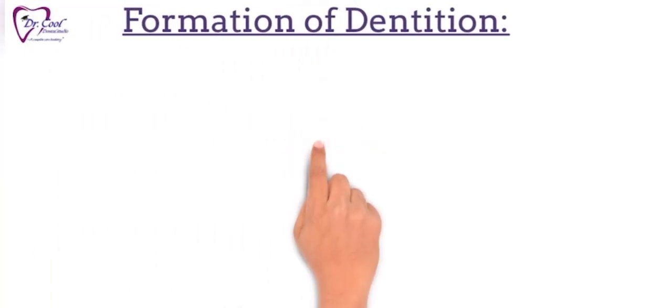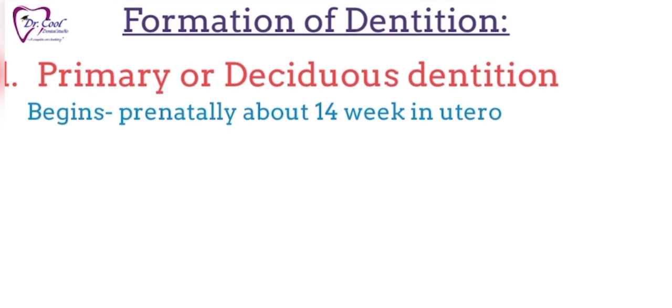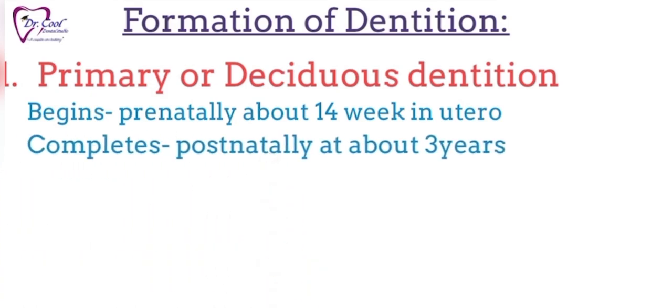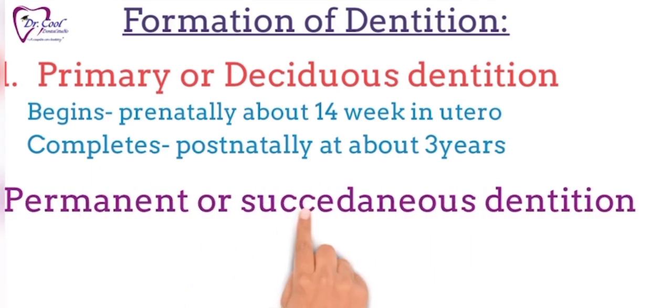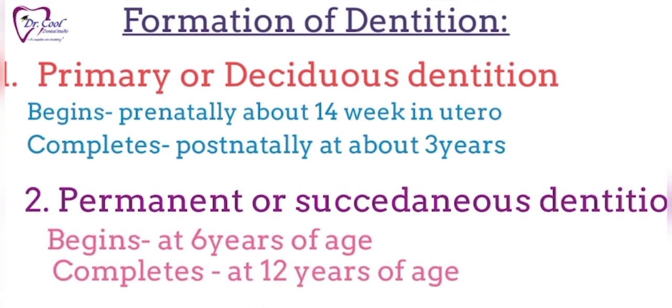Coming to the formation of dentition, there are two sets in the human dentition. First is called as primary or deciduous dentition. It begins prenatally at about 14 weeks in utero and completes postnatally at about 3 years. After this, the second set is called as permanent or succedaneous dentition. It begins at the age of 6 years and completes at the age of 12 years.